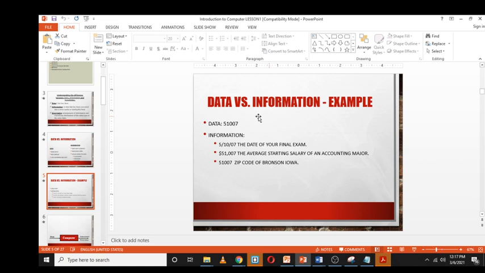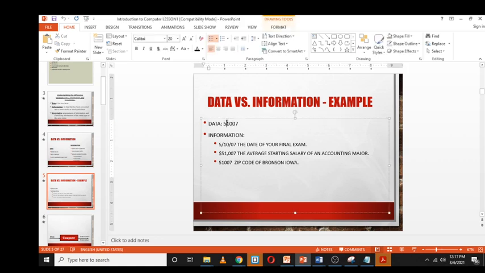All right, an example here, data is just numbers, just like we have given you here. Of course, you do not understand what numbers these are, but information is when you arrange this and you know that this is the date of your final exam, when you know that this is the average starting salary of something, when you know that 5100 is a zip code of Bonson, Iowa. All right, so this is information because it's something that has context, while this one here is data because it does not have any context and it does not make any sense at all.